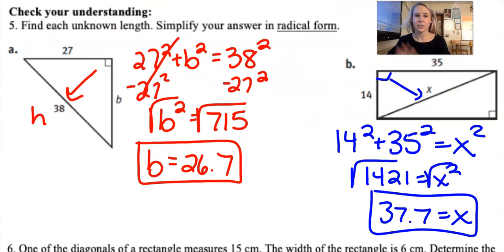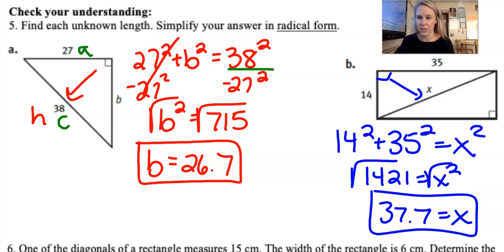All right, answers. A was 26.7 and B was 37.7. Okay, if you got that, go ahead and skip through the video to check your other answers. But I will talk about it. So across from the 90 is always your C. So that's why my 38 was on the right-hand side of your equation. My A was 27 because I didn't know my B. I subtracted 27 squared, square rooted it to get 26.7.